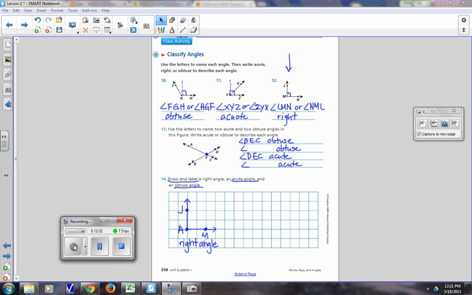Now on page 298A, you need to make sure to have that in class tomorrow because we are going to use those to classify angles in small groups tomorrow.